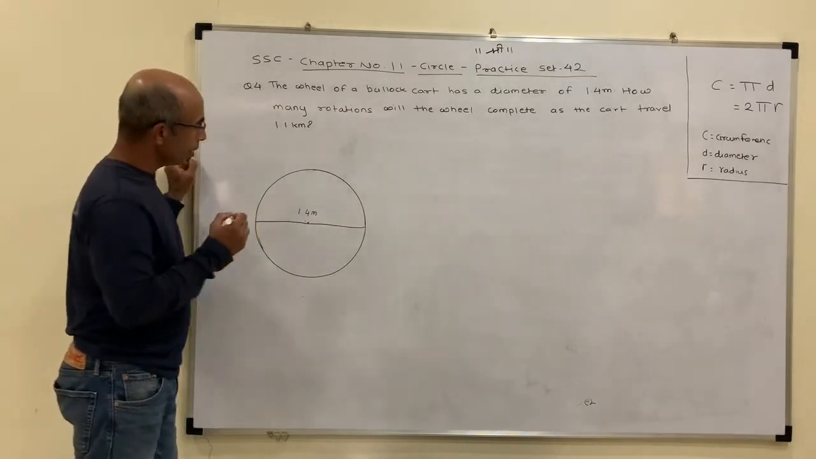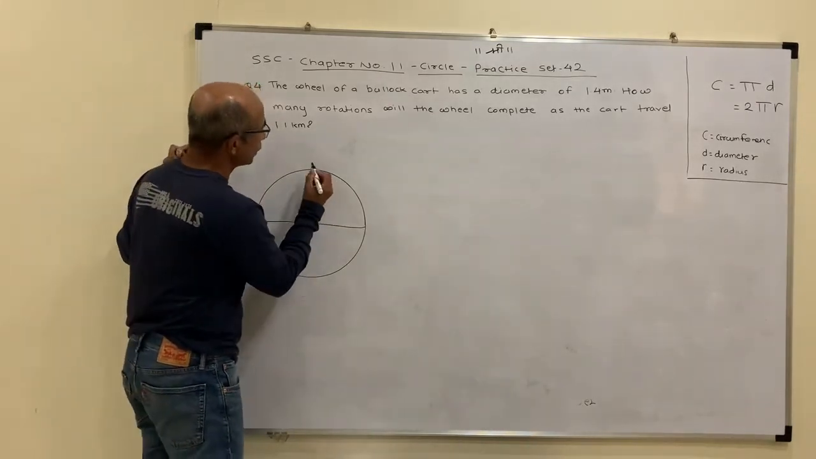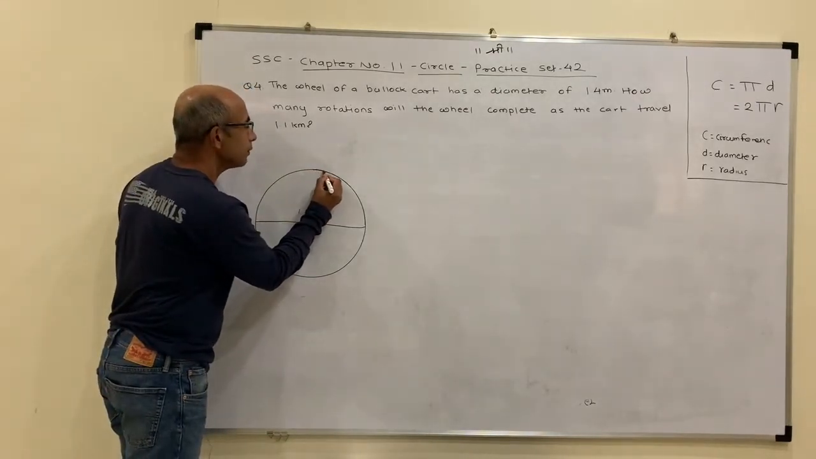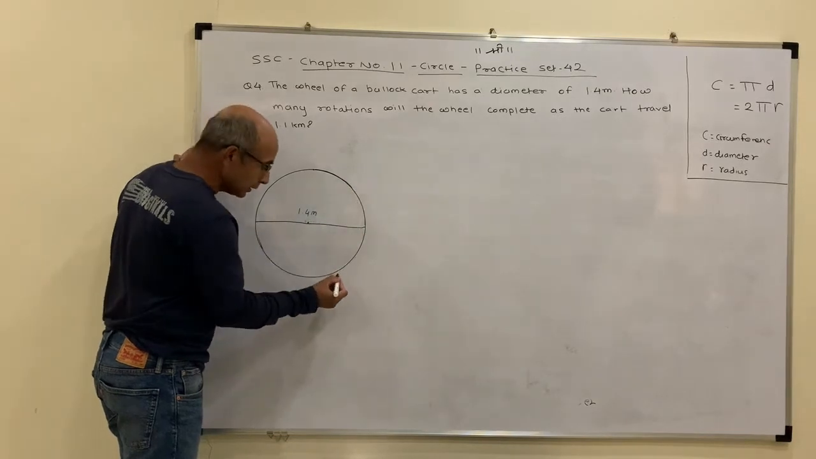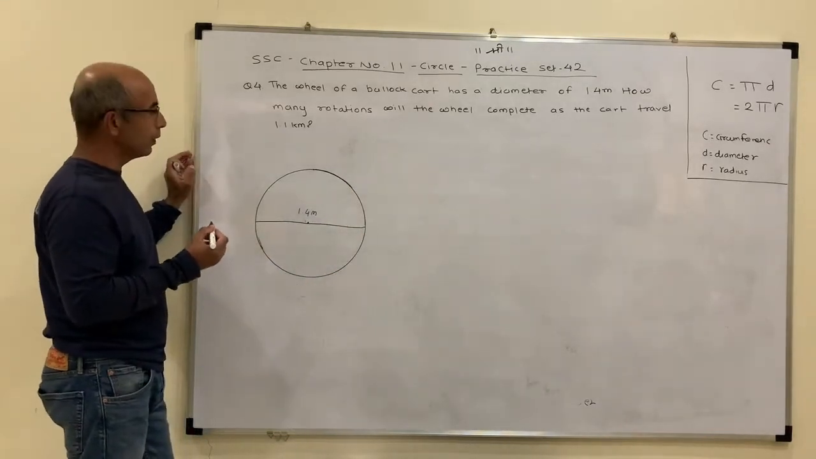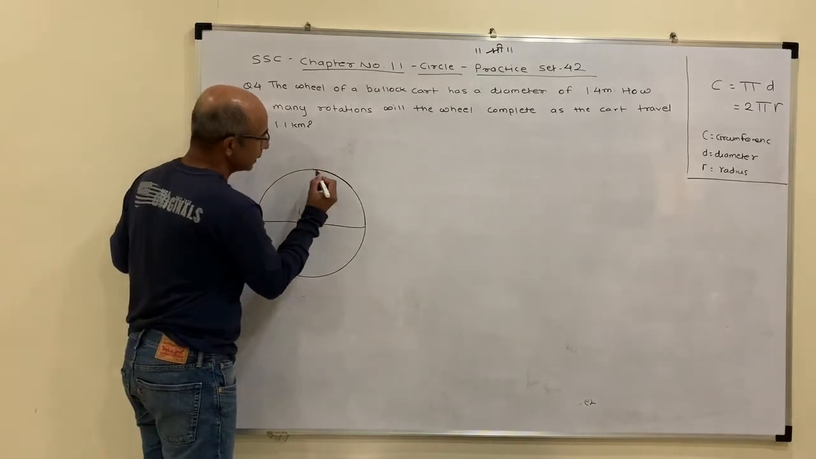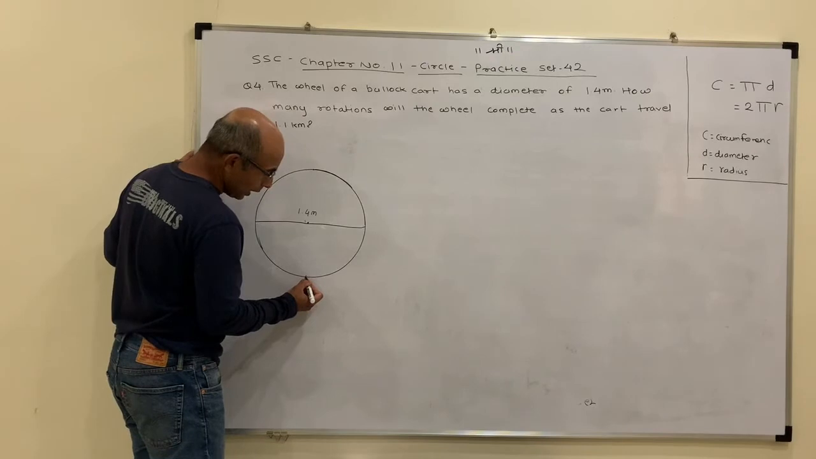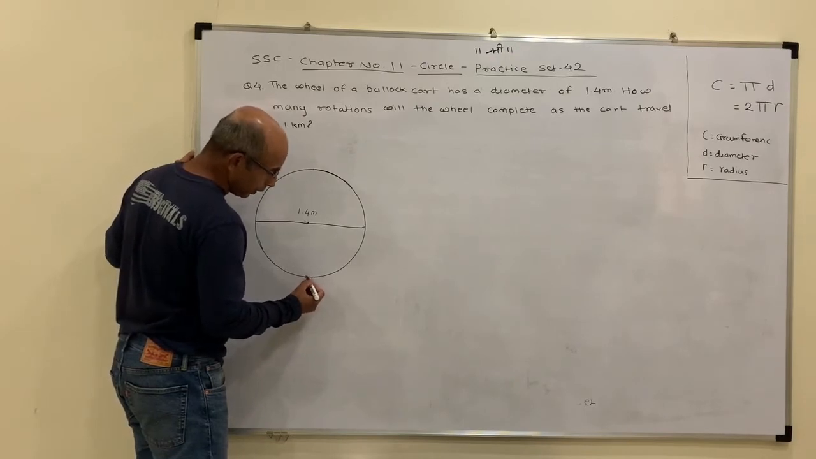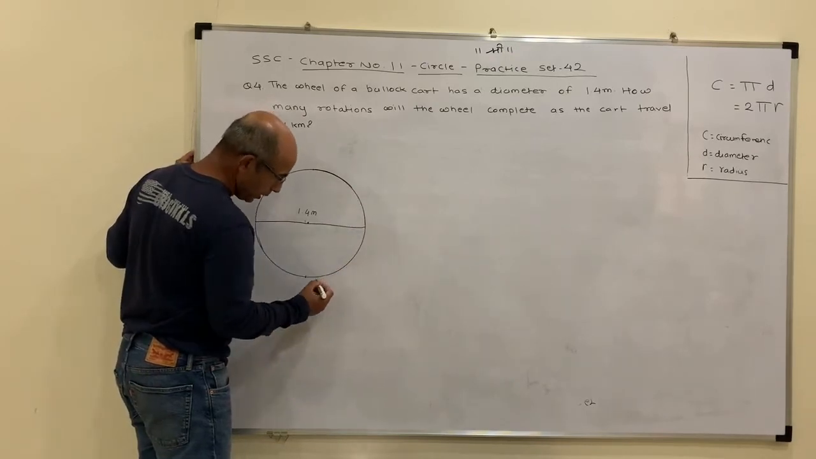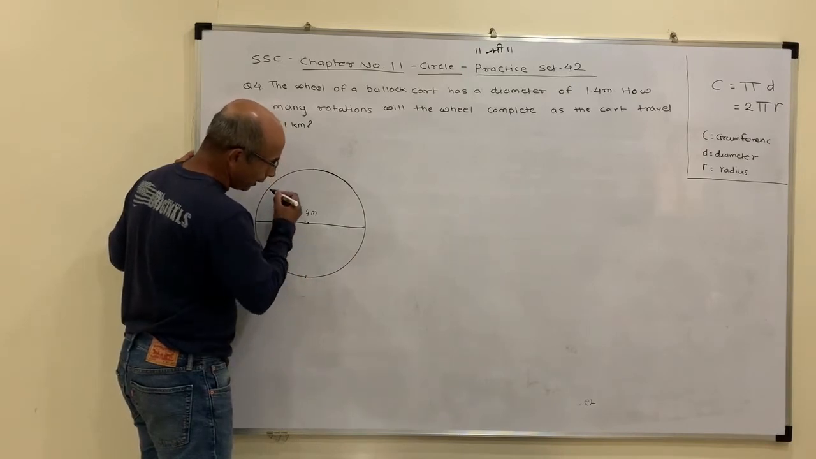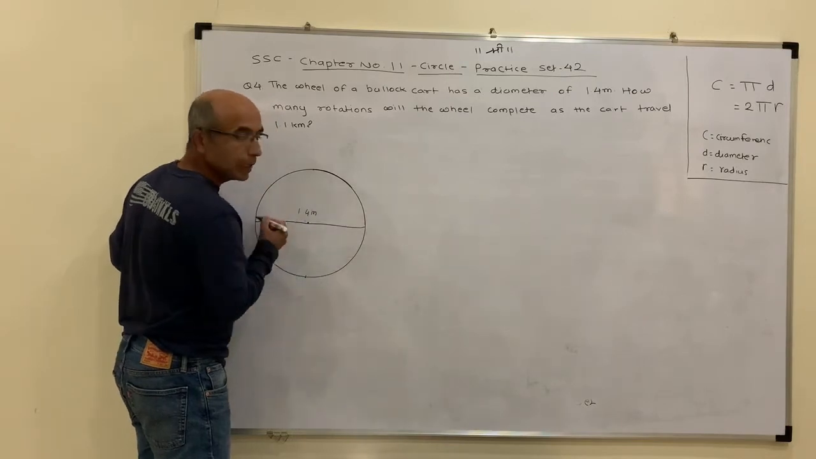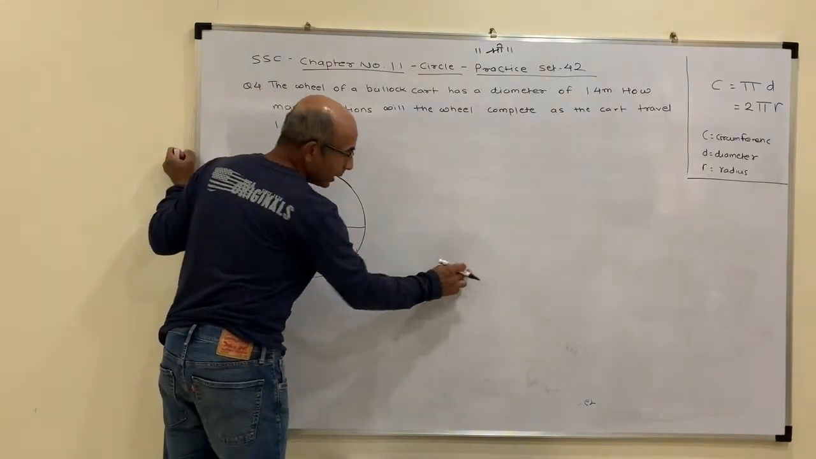Now, what needs to be done? The first thing we need to find out, see, whenever there is a wheel, the circumference of the wheel is the distance it will travel in one rotation. Suppose if I put a mark over here, and now the wheel starts moving. So what will happen? The wheel will go this one, and then this one, and again when it comes this one. This is the distance it will travel up till that point.